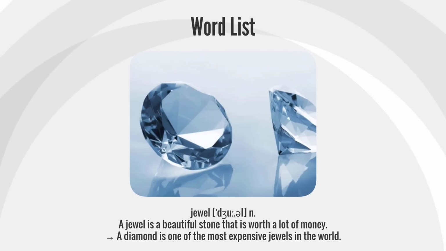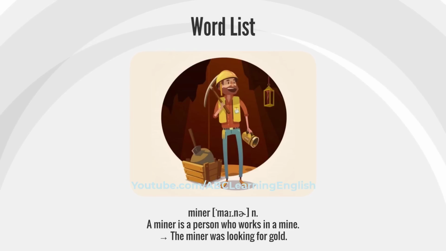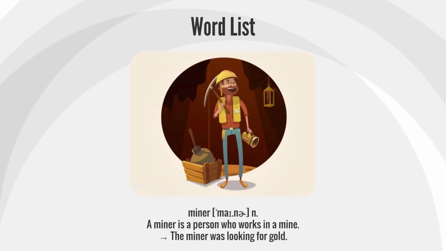Jewel. A jewel is a beautiful stone that is worth a lot of money. A diamond is one of the most expensive jewels in the world. Miner. A miner is a person who works in a mine. The miner was looking for gold.